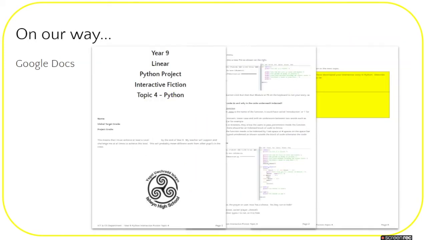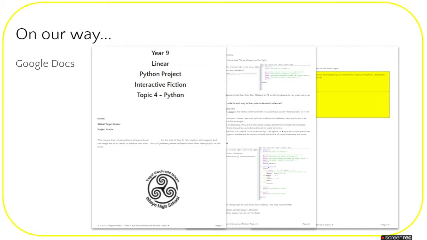We've made use of Google Docs for all of our workbooks at both Key Stage 3 and Key Stage 4. When first starting out, we set up workbooks that would cover the whole of a half a term. We found these difficult to use and cumbersome, so have since broken them down into smaller chunks.